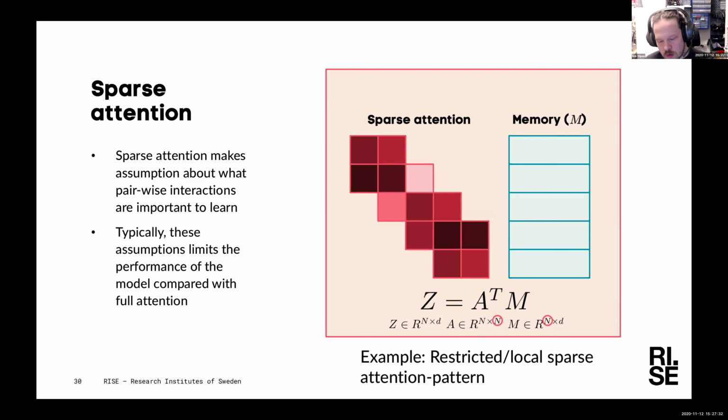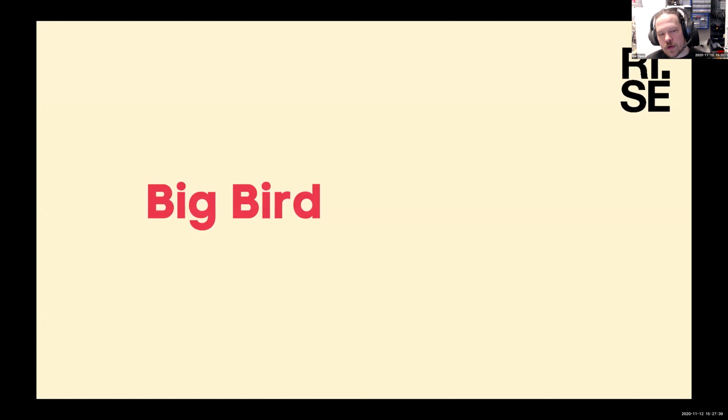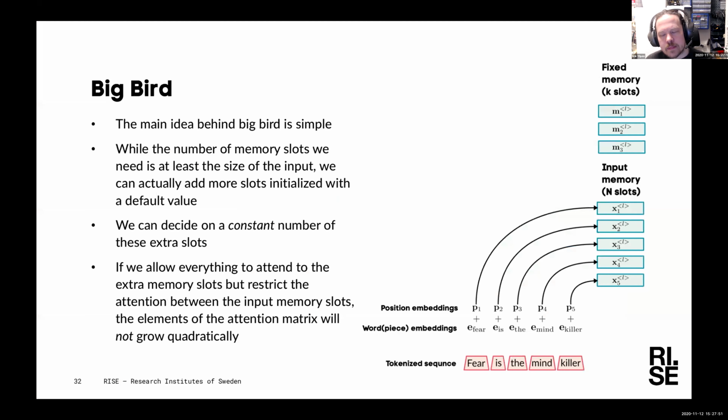There are, of course, a lot of different attempts to try to get around this quadratic complexity. But firstly, I'll talk a bit about Big Bird, mostly because I kind of like the idea. And the reason I chose to explain the transformer to you as a memory model is really because it makes explaining Big Bird a bit easier.